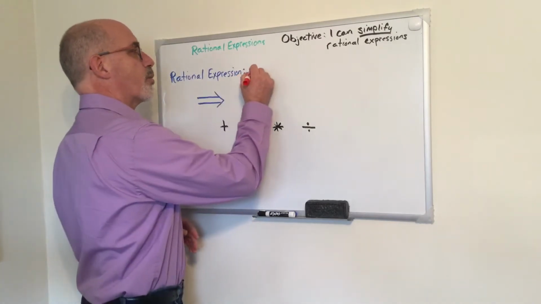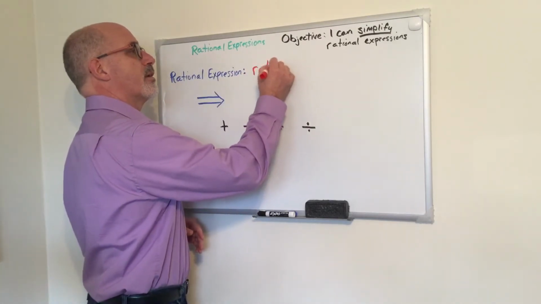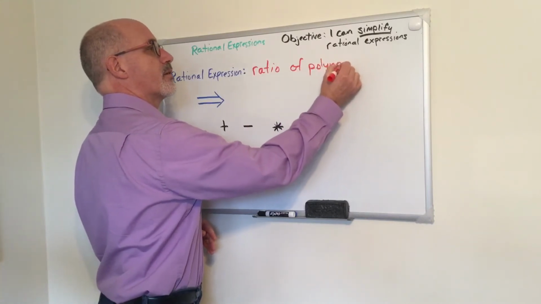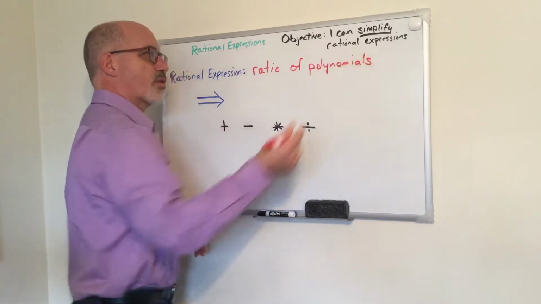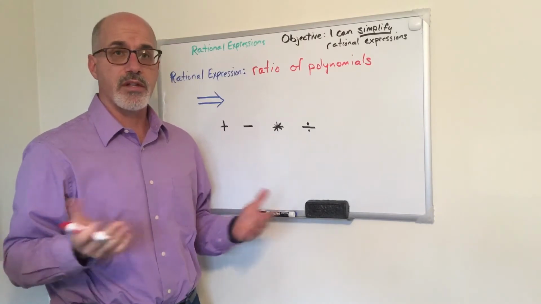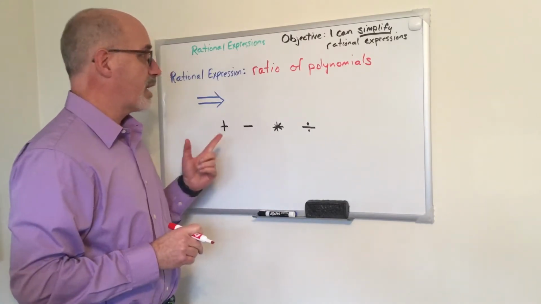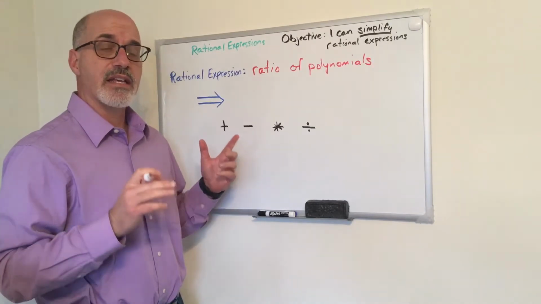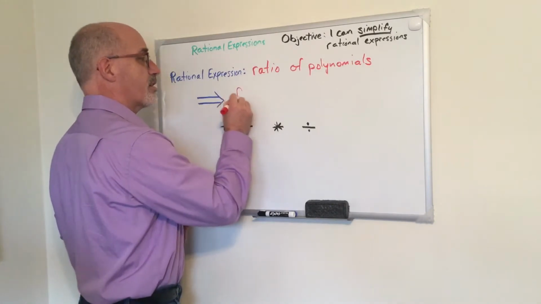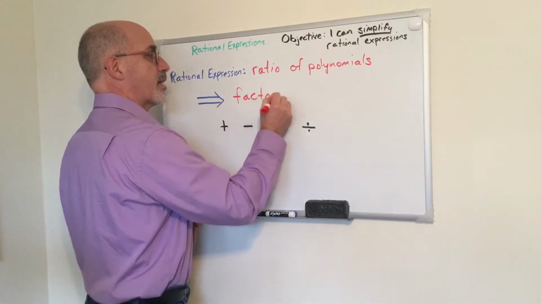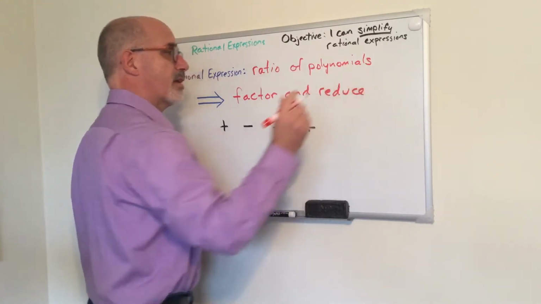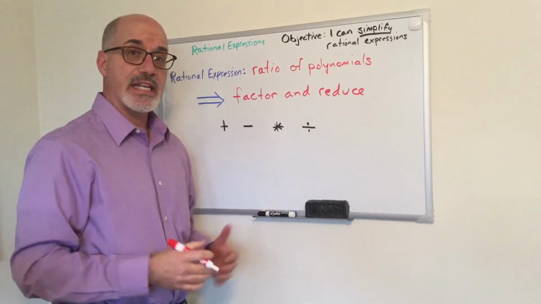A rational expression is the ratio of polynomials. So what that means is we're going to have an expression that has, in the fraction, a polynomial in the numerator and in the denominator. Now, when we do that, we want to make sure that we recognize that the key steps for doing these problems is to factor and reduce. We're going to find that coming up again and again in these problems.